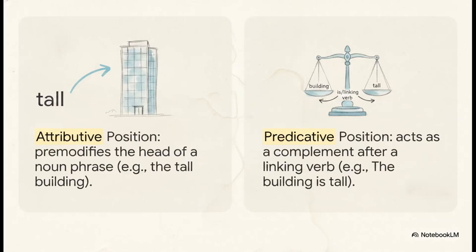The first 2 characteristics in our diagnostic test are purely positional. First up, central adjectives can appear in the attributive position. That just means they premodify the head of a noun phrase, sitting right between the determiner and the noun itself, like in the phrase, the tall building. Second, they have to be able to function in the predicative position. This means acting as a subject complement after a linking verb like the building is tall, or acting as an object complement, where the adjective modifies the direct object, like he painted the building white. A true central adjective effortlessly occupies both of these syntactic slots.